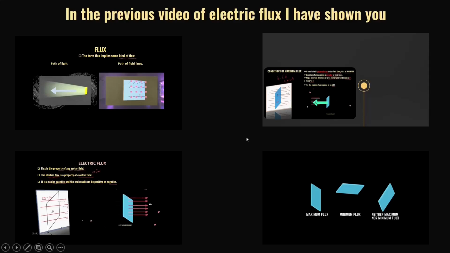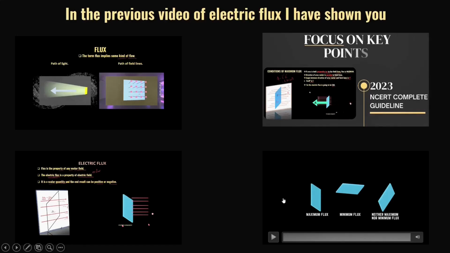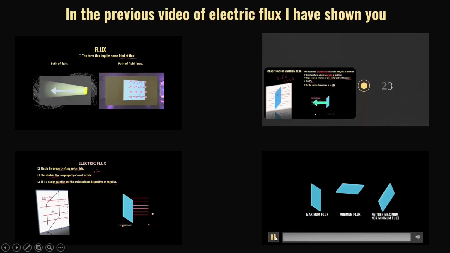Here you can see that these field lines are crossing this given surface area in a perpendicular direction. So all the field lines will be in a perpendicular direction and the area vector is also pointing in a perpendicular direction. So they both become parallel, that is, the angle between area vector and the field lines becomes zero. So there we have seen the conditions of maximum and minimum flux.